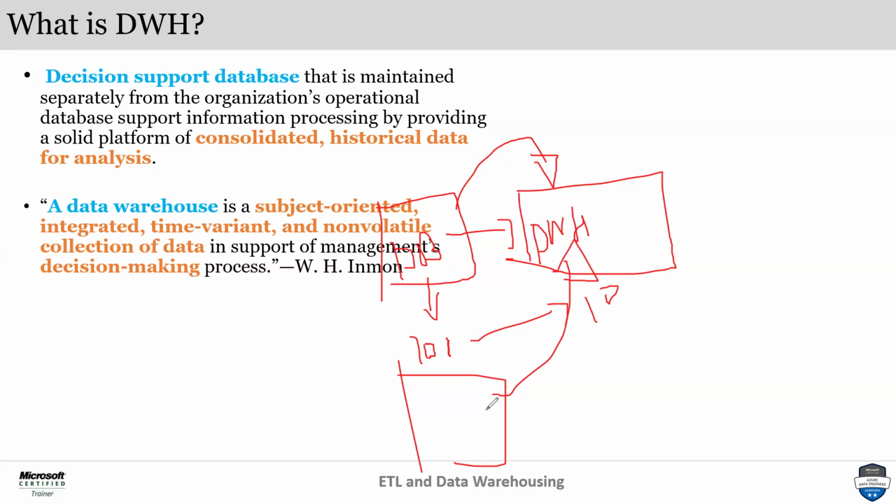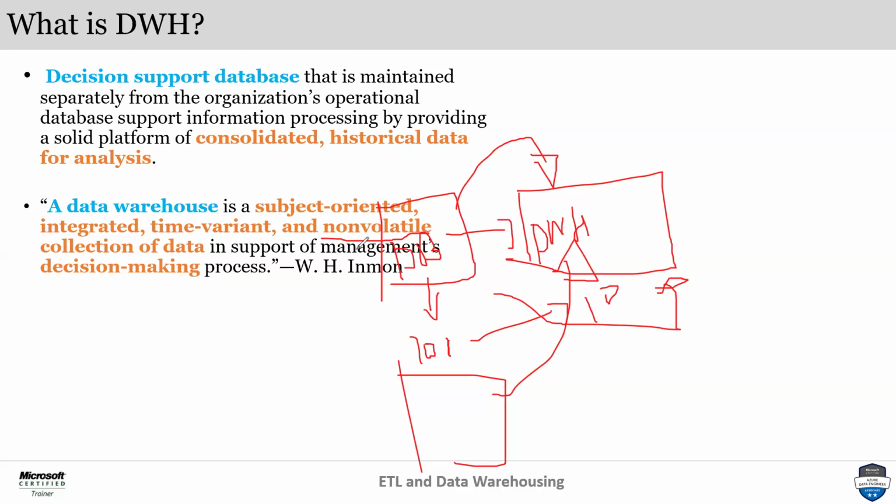Non-volatile. What is the meaning of volatile in a general sense? In general English, what is non-volatile? Something which changes dynamically, fast. Yeah, very good. So volatile means which keeps changing. But non-volatile doesn't change, because once the data gets stored in the data warehouse, it won't change. We just keep adding the data and get the summary of the data. That is the reason it's called non-volatile.